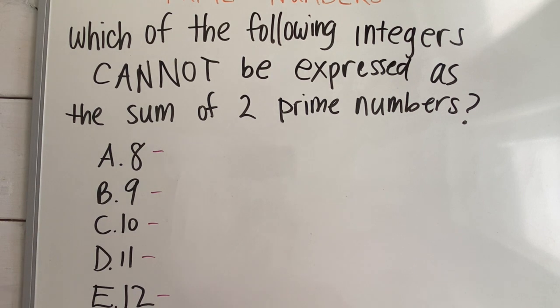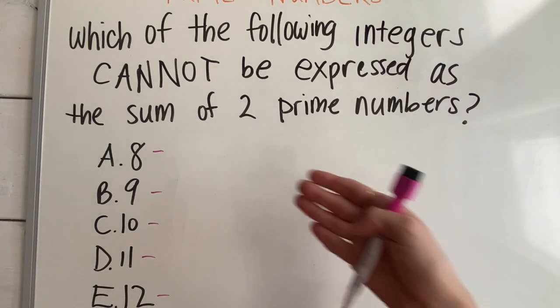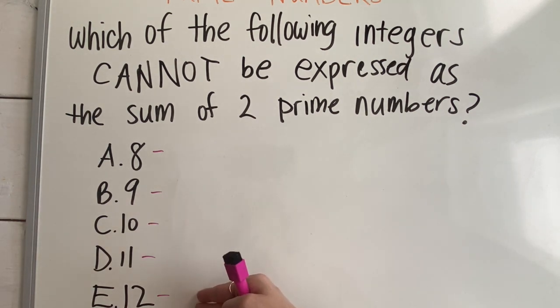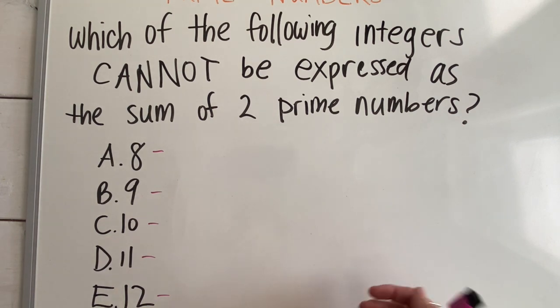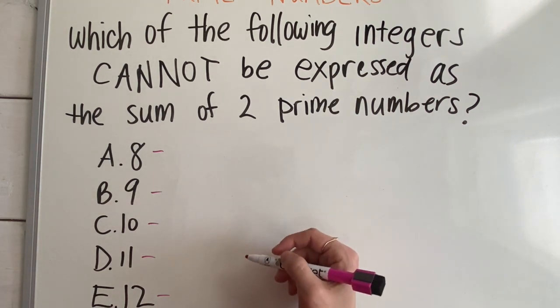This is a great example of a problem where we use the process of elimination to answer it. Another way to think about it is instead of just coming up with answers of numbers that can be expressed as the sum of 2 prime numbers, we know it has to be one of these 5 numbers that we care about, so we're only going to think about these 5 numbers. And I'm just going to go through each of them and see if I can figure out 2 prime numbers that add up to that number.